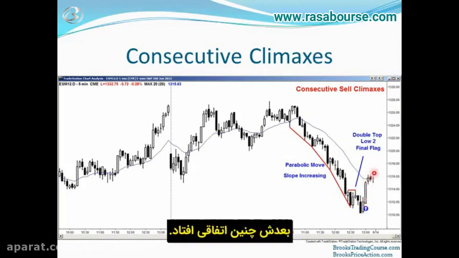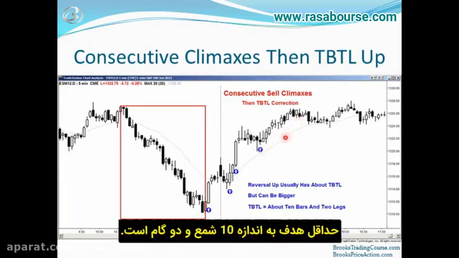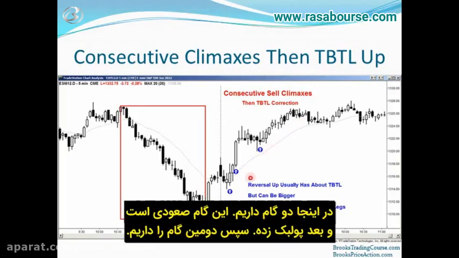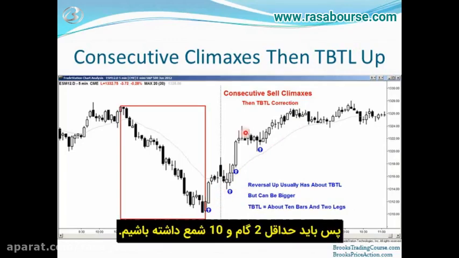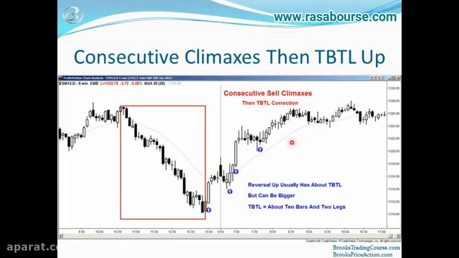And this is what followed, actually a very strong reversal up. Minimum target is 10 bars, 2 legs. Here we have 2 legs. We have 1 leg up here, pull back, second leg. Here we kept going up. So the minimum was 2 legs and 10 bars, and we got much more than the minimum after a series of consecutive sell climaxes.